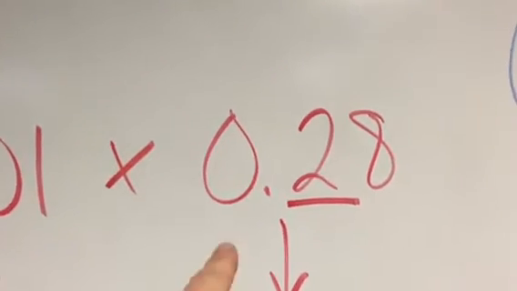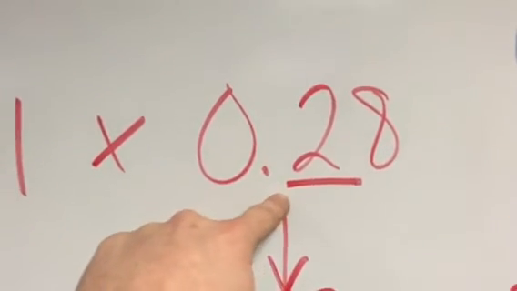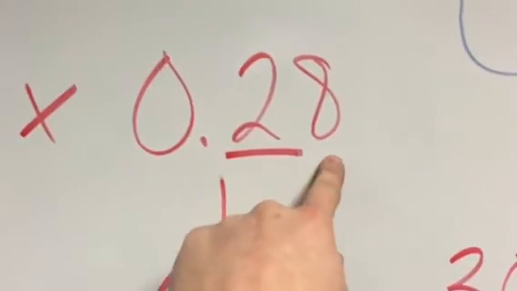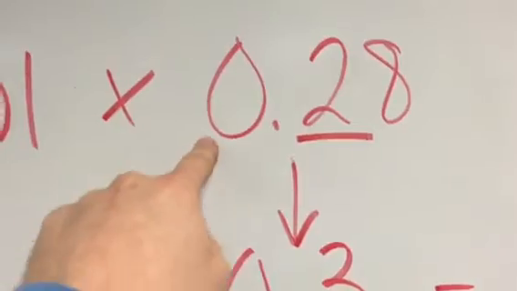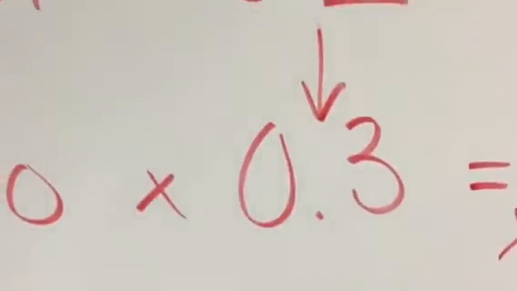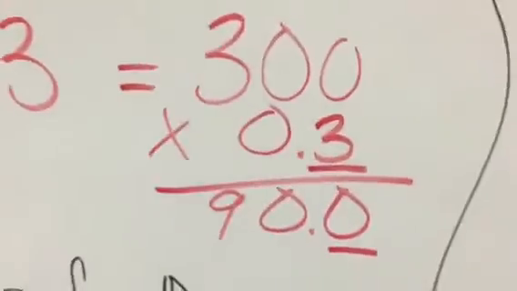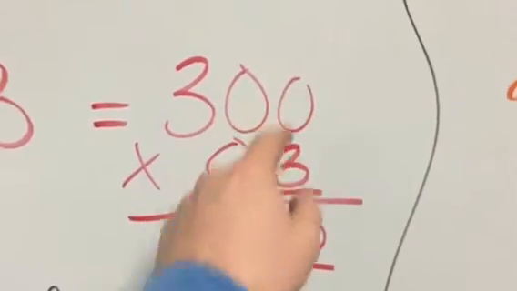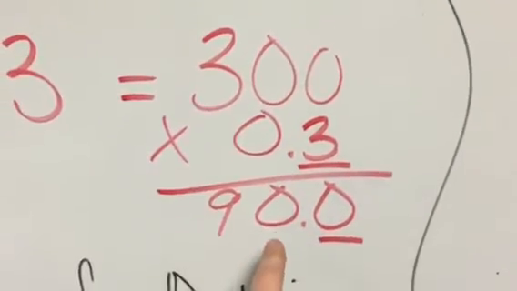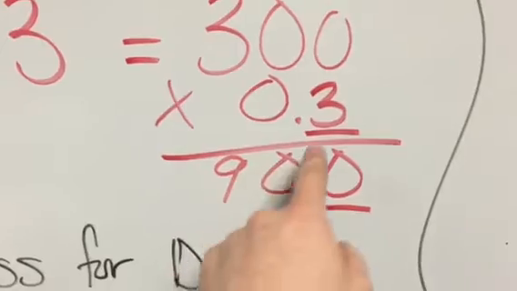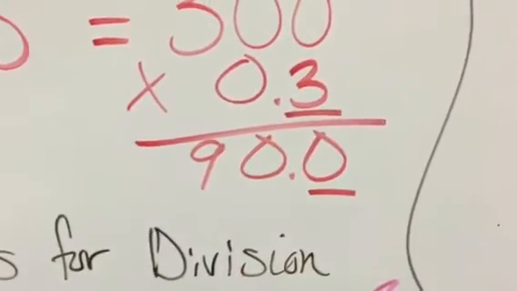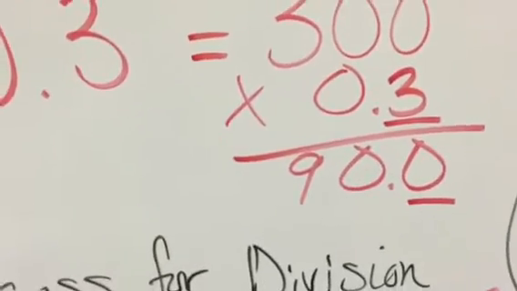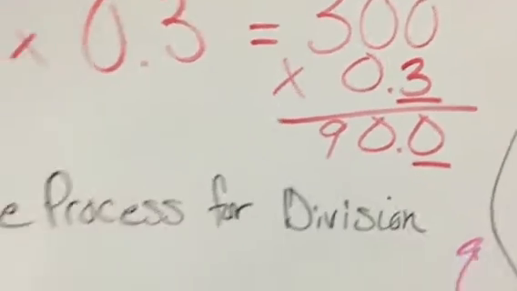Same thing for this. 0.28, 2 is the largest non-zero number, so look to the right, and since that's between 5 and 9, I'm going to bump this 2 up to a 3. So 0.28 would round to 0.3. And then I just do the multiplication. 3 times 0 is 0, 3 times 0 is 0, 3 times 3 is 9. Since there's one digit after the decimal point in the factors, it needs to be one digit after the decimal point in the product.